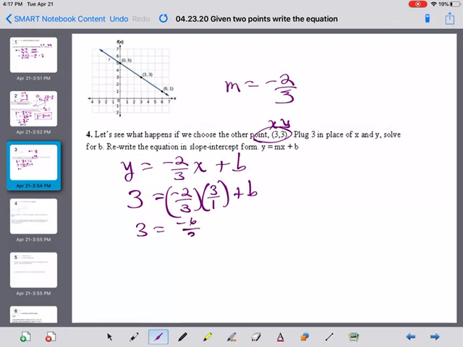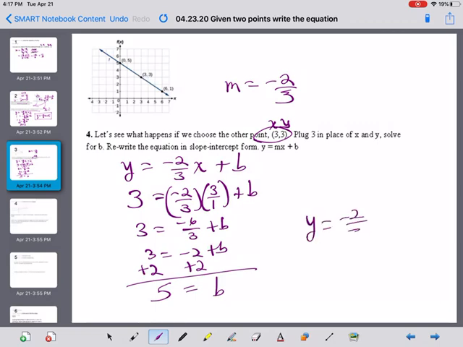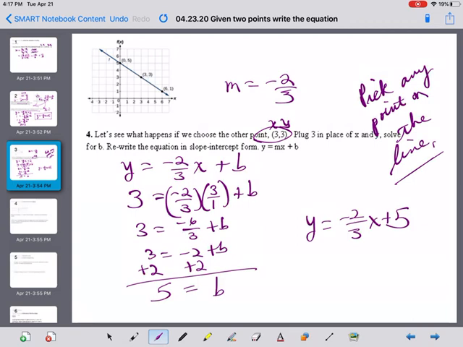Multiply the fractions across, negative 6 over 3. If you like to cancel early, you can. Simplify early. Get the b by itself, just like solving an equation. B becomes 5 again. So it works. You could pick either point. So therefore, you can pick any point on the line to get the equation.